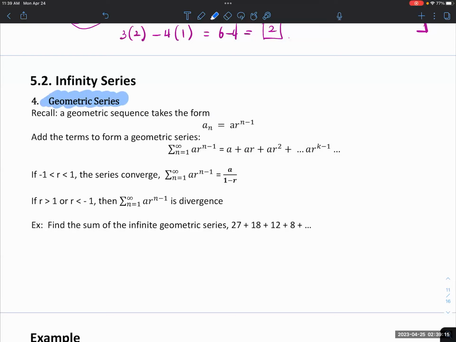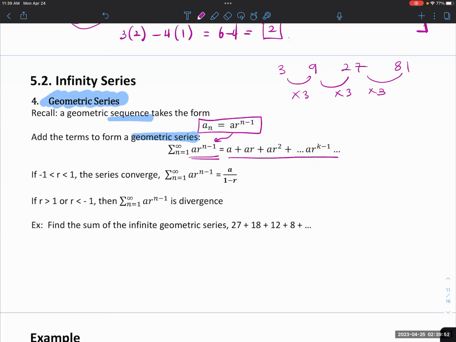So what is that? If you remember the geometric sequence, you are multiplying by the same number. So 3, 9, 27, 81. This is exactly a geometric sequence. You're multiplying by 3. The general form of the geometric sequence is a_n equals a times r to the n minus 1. Same thing for the geometric series. You're going to bring this one right there, and then you're adding all the terms of the sequence.